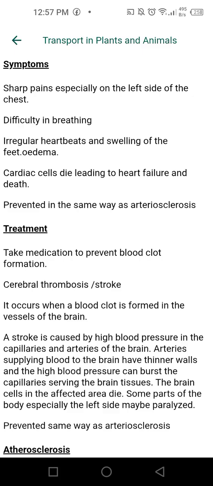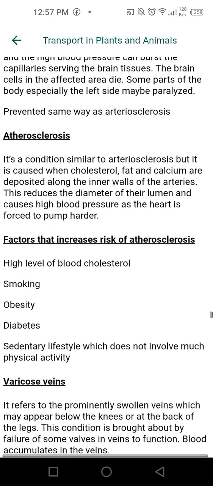Cerebral thrombosis, stroke. It occurs when a blood clot is formed in the vessels of the brain. A stroke is caused by high blood pressure in the capillaries and arteries of the brain. Arteries supplying blood to the brain have thinner walls, and the high blood pressure can burst the capillaries serving the brain tissues. The brain cells in the affected area die. Some parts of the body, especially the left side, may be paralyzed. Prevented the same way as arteriosclerosis.